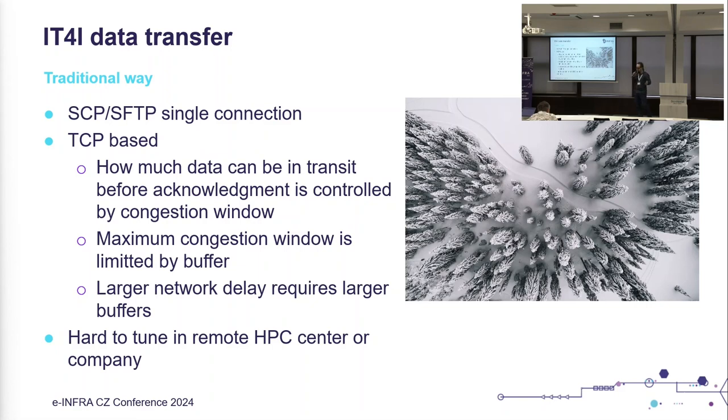And we are limited by this congestion window, which basically says how much data can I send before there needs to be some acknowledgement. If I have a long way to LUMI or wherever in the world, I need this window as large as possible. And basically, this is dictated by the TCP buffers, but this is something which we can really tune in our data center. But if we talk about tuning with some other people, there is another organization, and it can be quite troublesome.